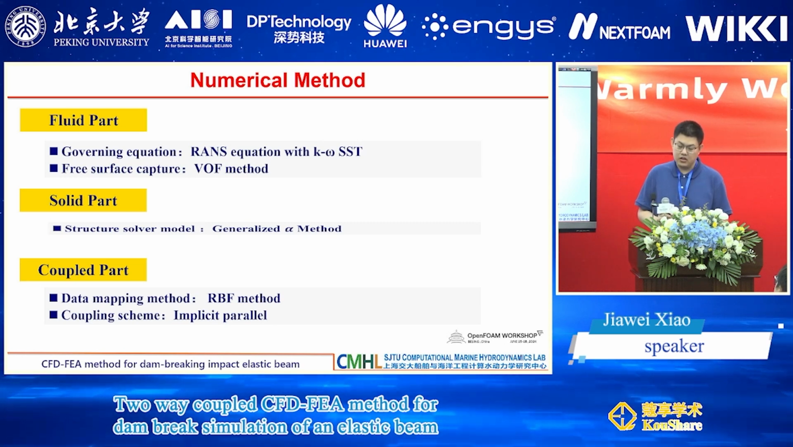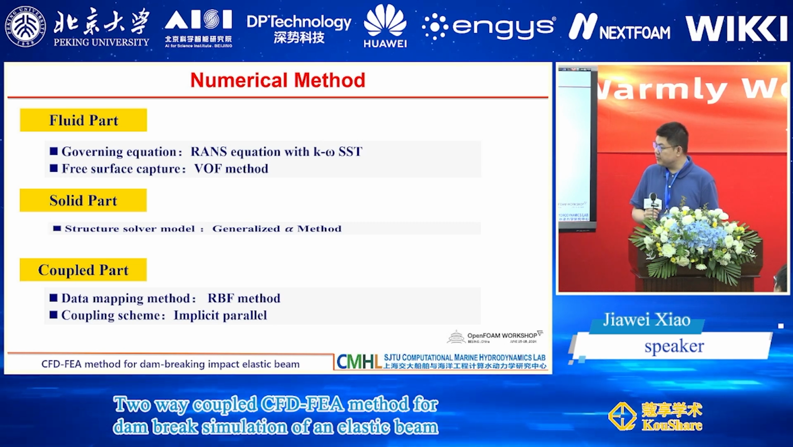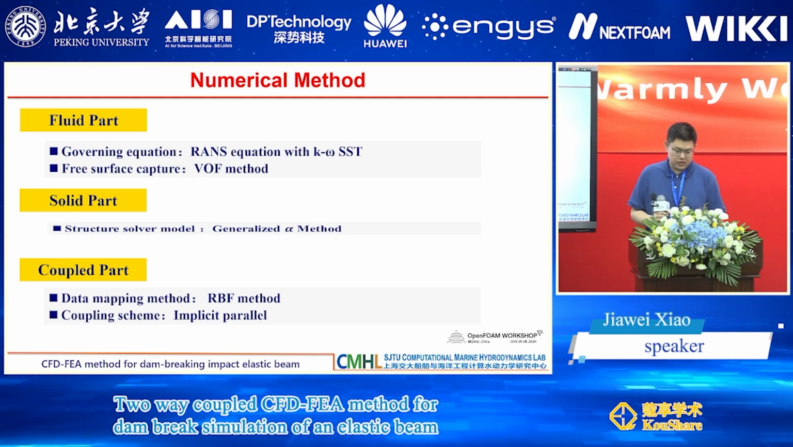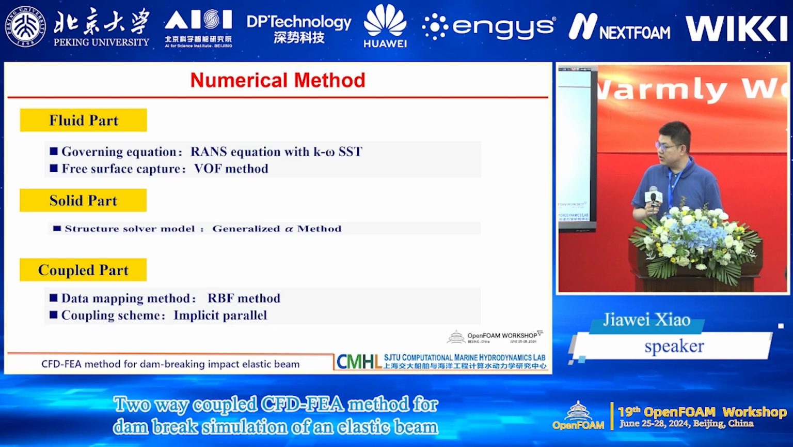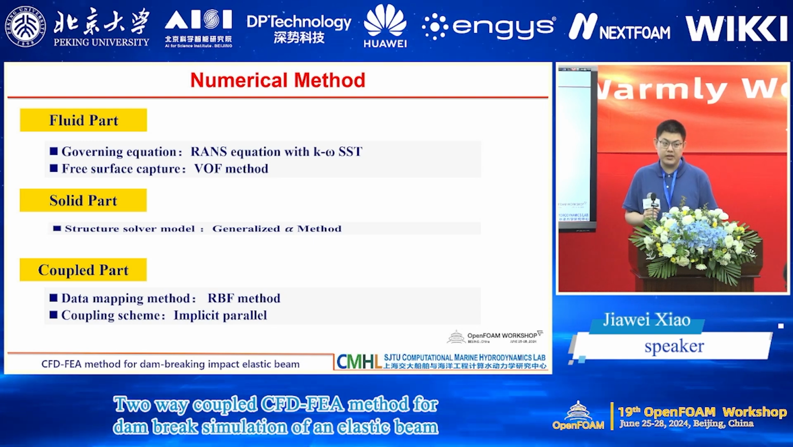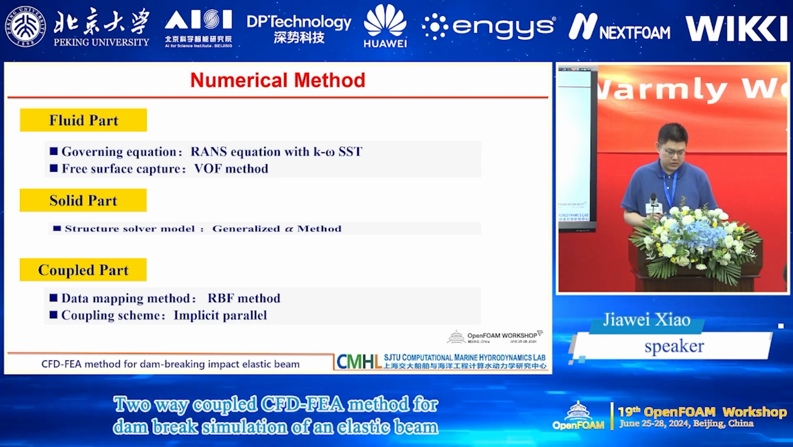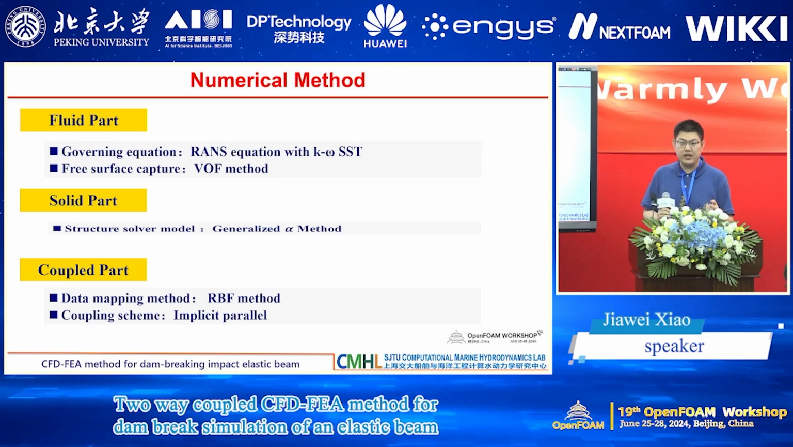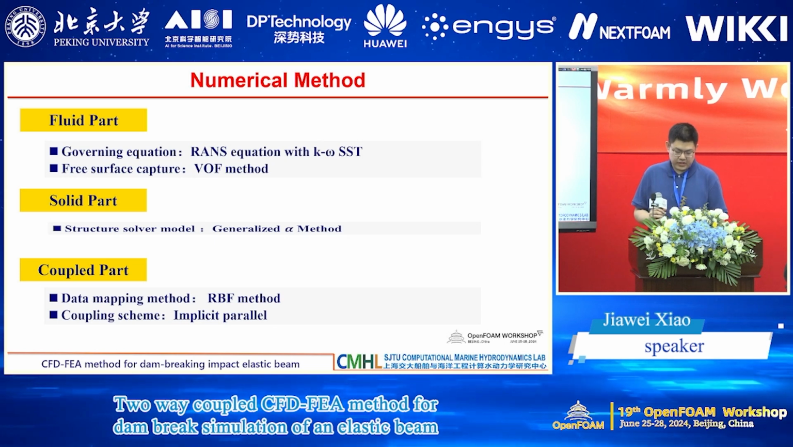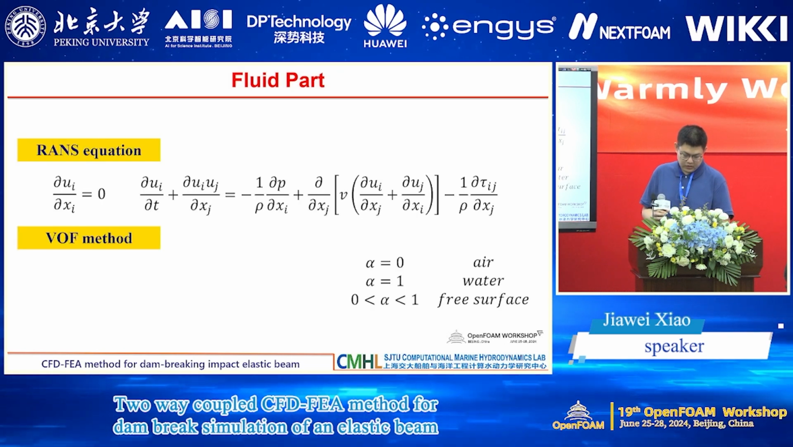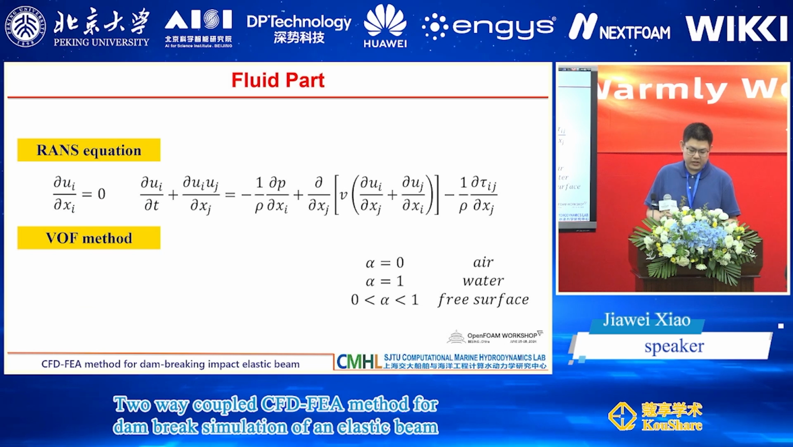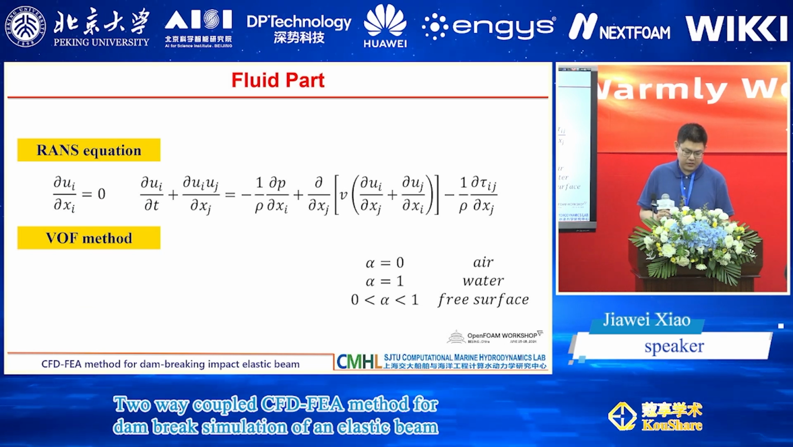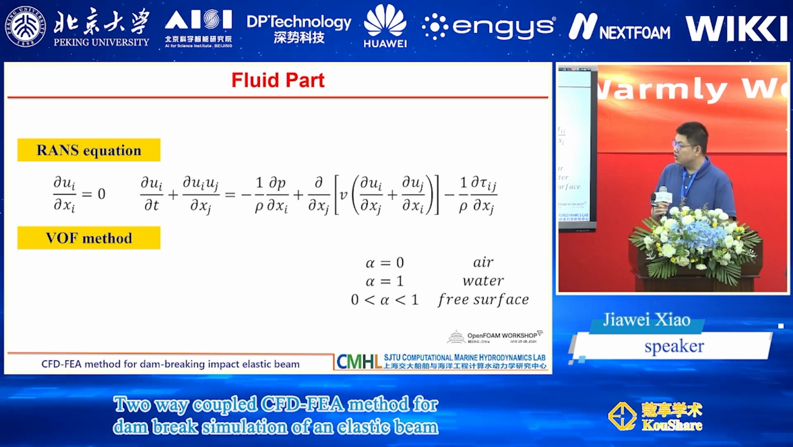And in the solid part, we introduced the generalized alpha method to solve the dynamic problem. And in the coupled part, we used the radial basis function method to do the data mapping work and introduced the implicit parallel coupling scheme, which allows us to do several iterations within one time step until it achieved convergence.